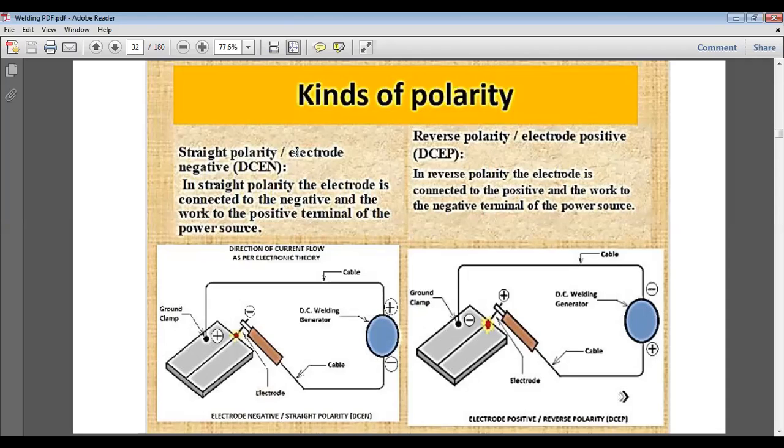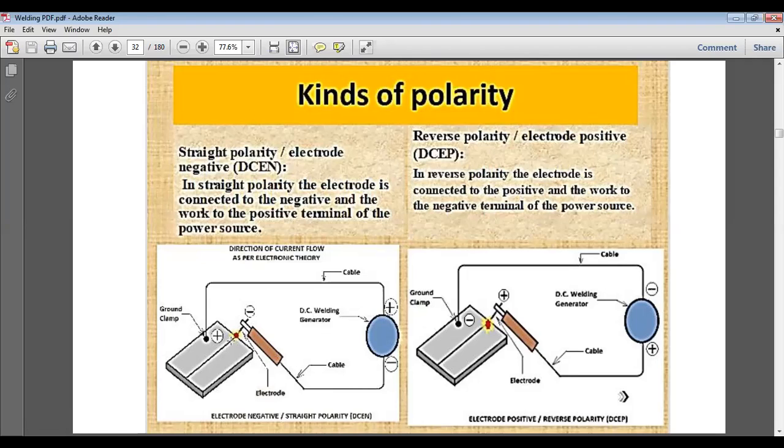The answer is simple. When the electrode is connected with the negative terminal, a flow of electrons is released from the electrode at a very high speed, and this high speed flow is striking at the joint or the metal.